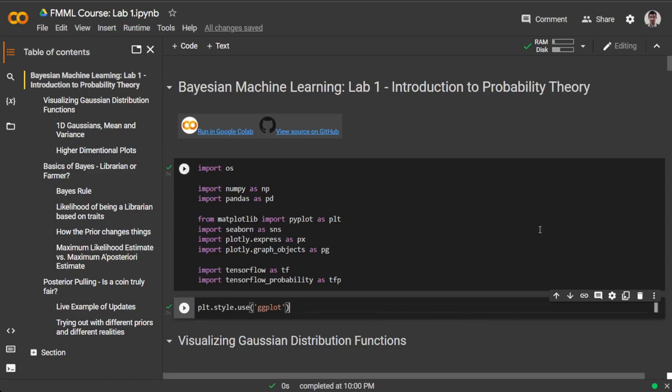Hello and welcome to the module on Bayesian machine learning. In this module, we are going to learn about probability theory and how it can be used in conjunction with machine learning to provide interpretable and expressible artificial intelligence.